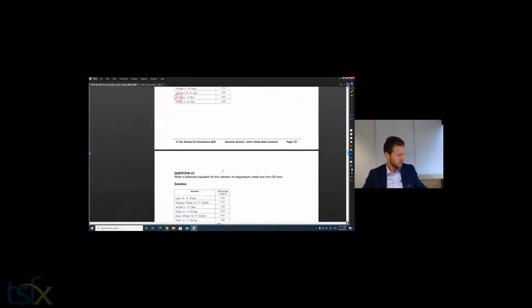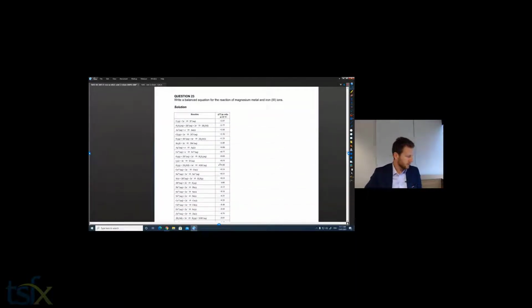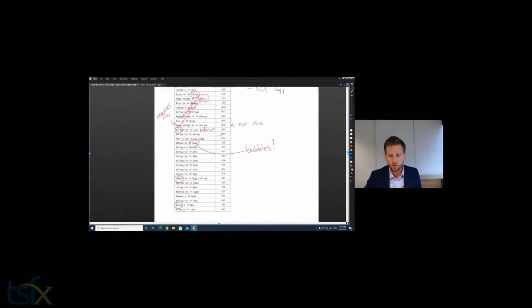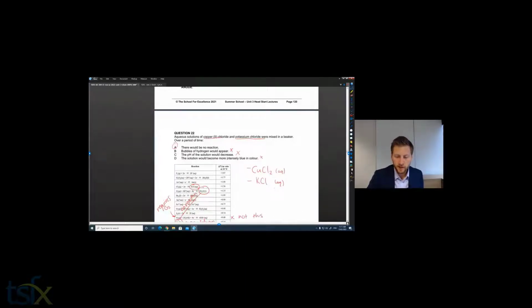So no reaction is the answer for 22. All right, we're going to skip 23, but it's the same process. You look: magnesium metal, so magnesium solid, and iron, Fe3+. Remember that 3? Yep, okay, good question. So alkaline: the pH of the solution would decrease, which would mean there become more hydrogen ions, more acidic.